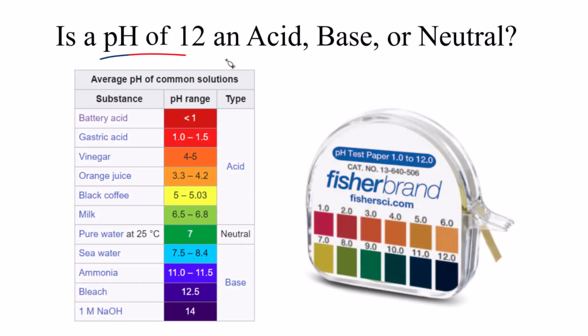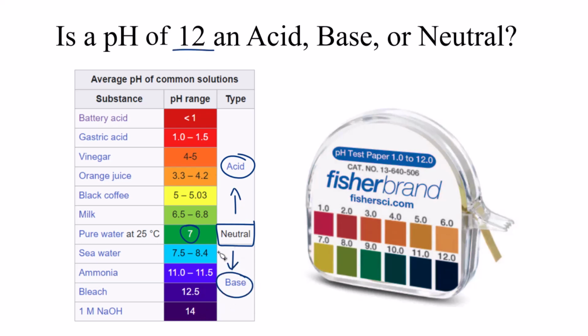So if we have a pH of 12, is that an acid, base, or a neutral solution? And here's how you can tell. So when we look at this general scale for pH, 7 right there in the middle, that's neutral. If you go lower than 7, you have an acid. If you go above 7, say 12 or 14, you have a base.